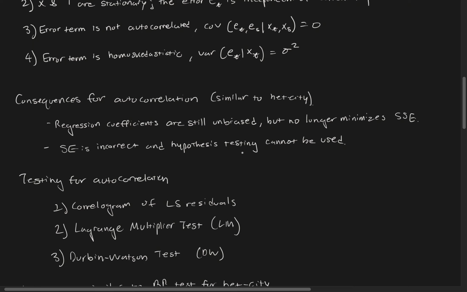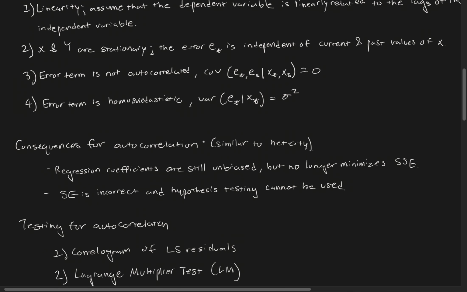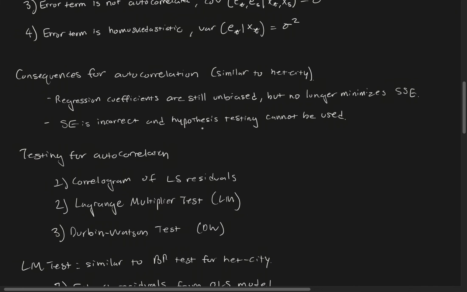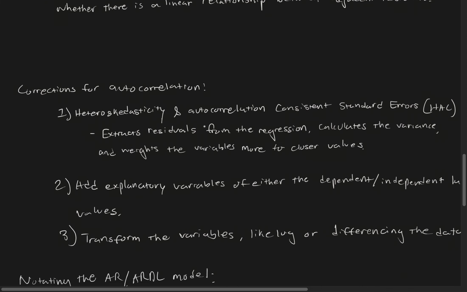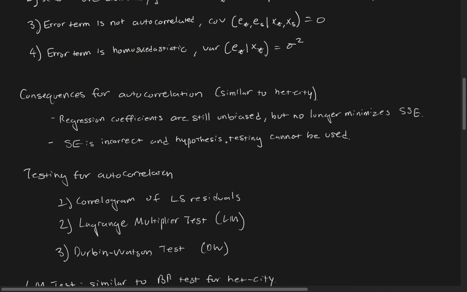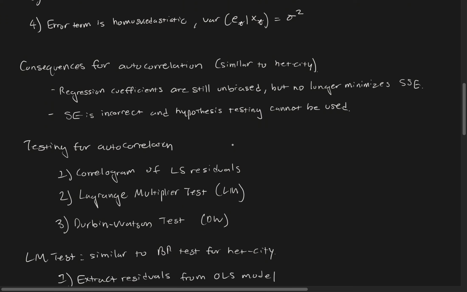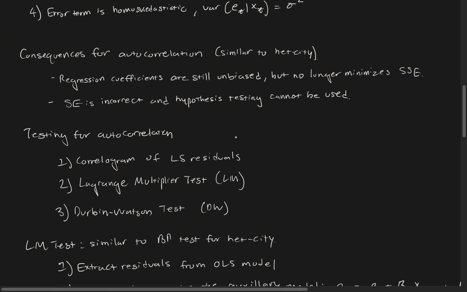All right, now we get to the consequences of autocorrelation. We have how to detect autocorrelation, what the consequences are, testing, and all that, and that's what I'll cover in this video. Similar to heteroscedasticity, the coefficients are unbiased, so we can still utilize the coefficients given in our regression function, but it no longer minimizes the sum of squared errors, which in consequence means we can't run hypothesis tests or create confidence intervals.